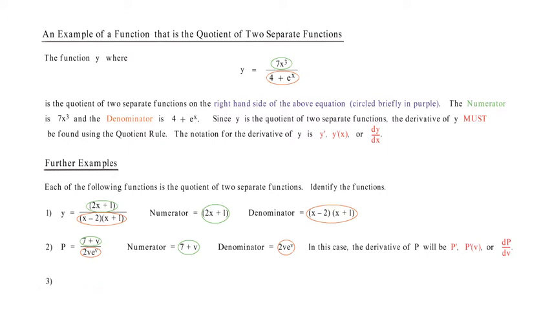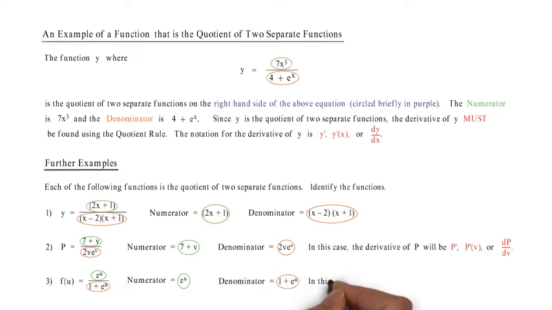3. E to the u is the numerator, and 1 plus e to the u is the denominator. In this case, the derivative of f will be f dash u or df by du.